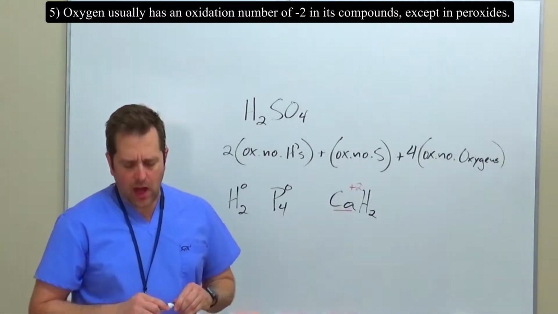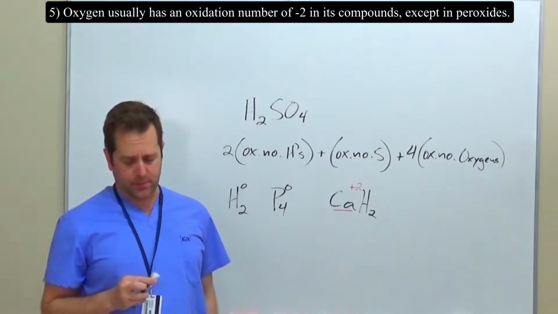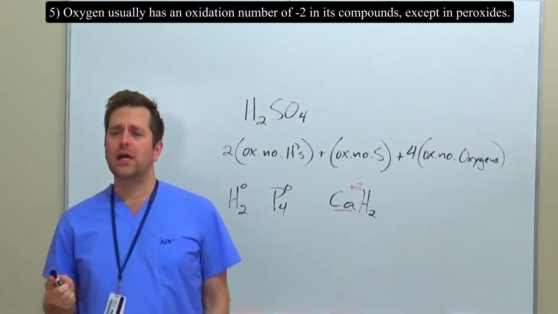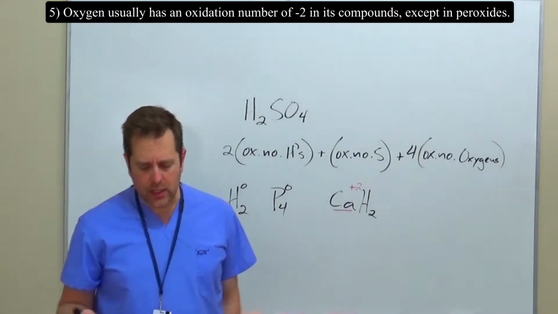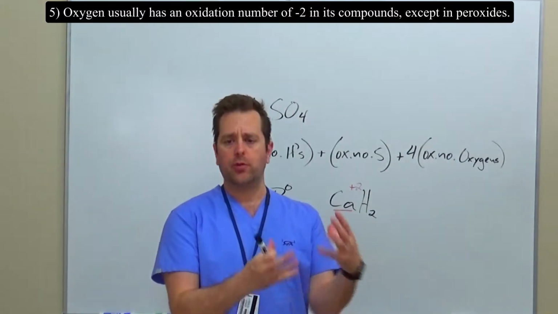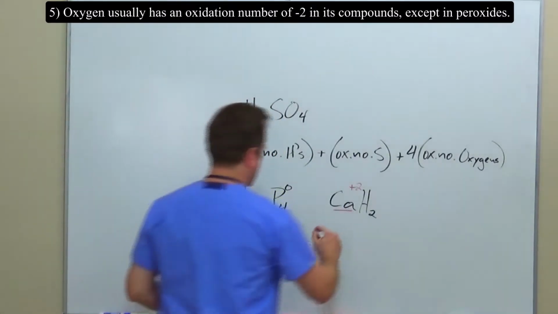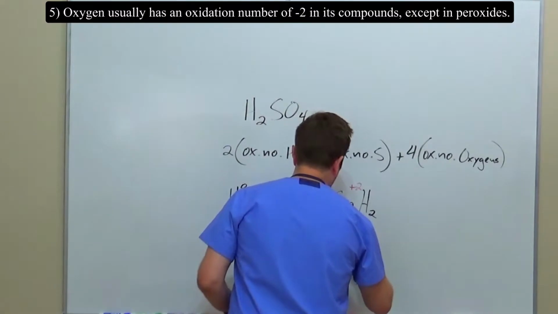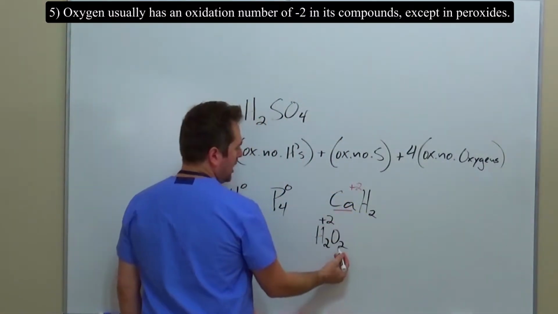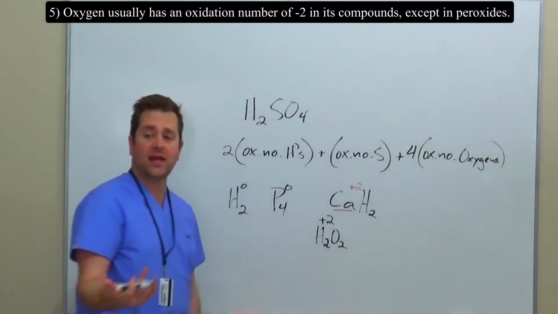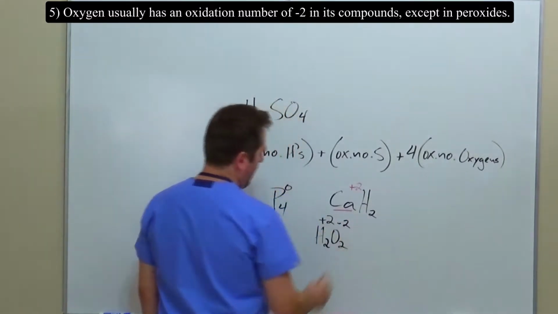Number 5, oxygen usually has an oxidation number of -2 in its compounds. However, when we're talking about peroxides, it's an entirely different story. The oxidation number on the oxygen becomes -1. So, for example, H2O2, hydrogen peroxide: the 2 hydrogens have an overall +2 charge, so each of these oxygens would have to have a -1 charge, so together they have a total of -2, and the molecule is neutralized.